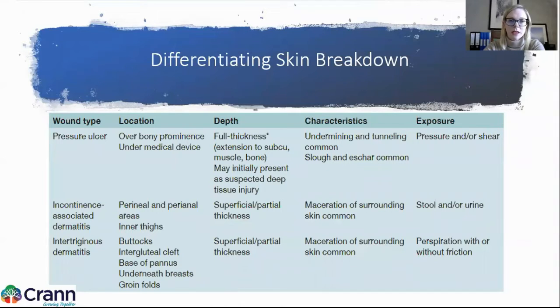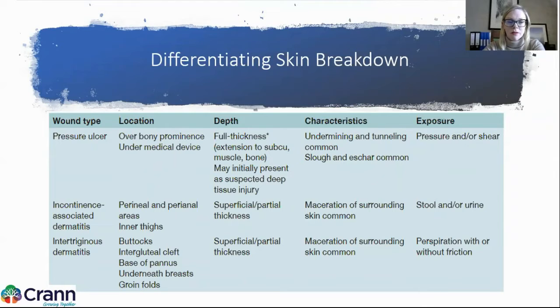So just differentiating then amongst your skin breakdown. The pressure ulcers, as we've said, tend to happen over a bony prominence or under a medical device. Some people will get them while in hospital if they've got nasal prongs on their nose, for oxygen, and that can affect your septum there. Or you might have an IV cannula in, or there might be something like a cast. So it isn't always just the way you're seated. And generally it's from pressure or shear.